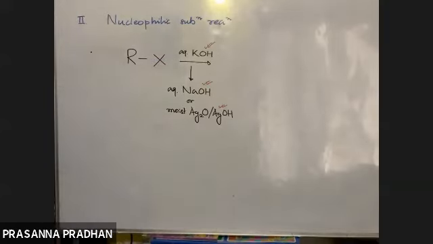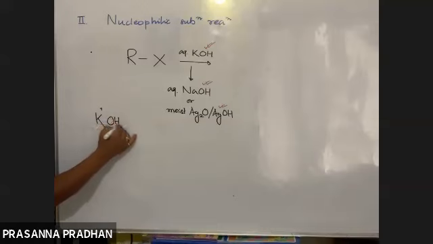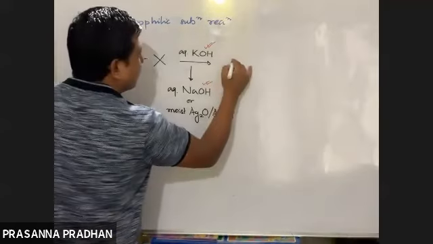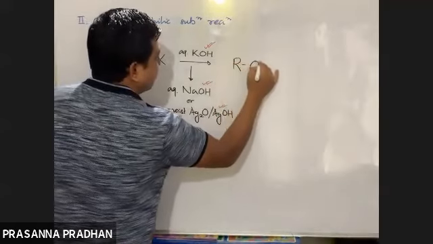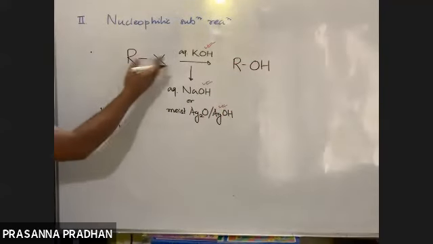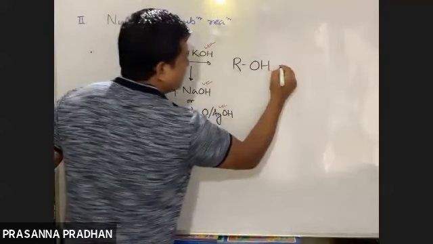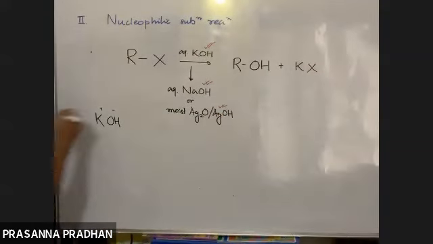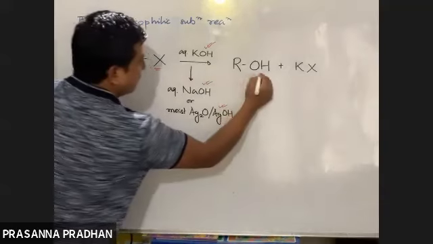Fine. Now tell me, in potassium hydroxide, what is the nucleophilic part? It's an ionic compound, potassium positive, OH negative. So what is the nucleophilic part in potassium hydroxide? OH negative, right? So this halide will get replaced by OH, plus we get KX. So this halide ultimately is getting substituted by OH.